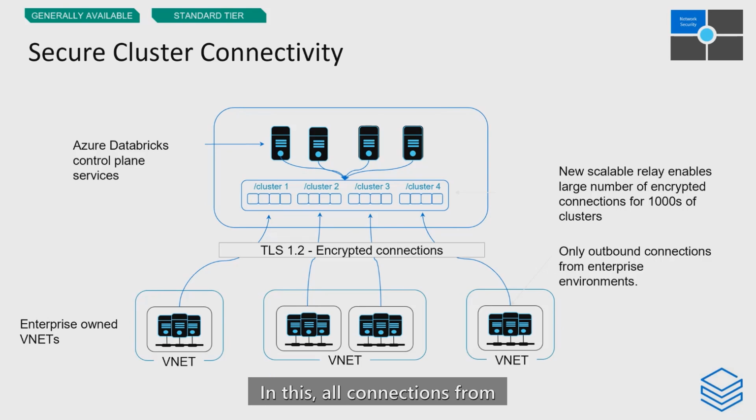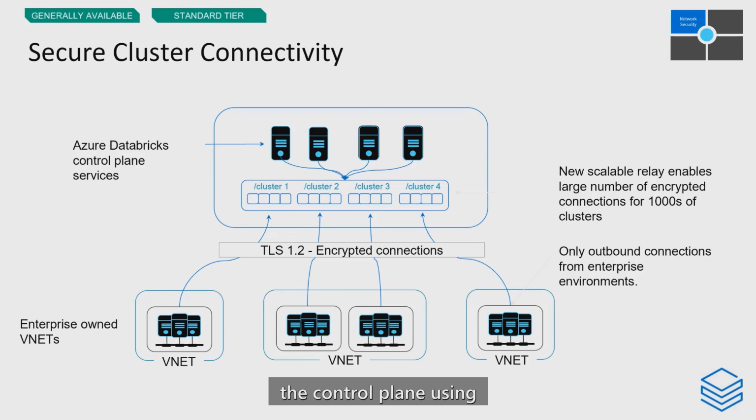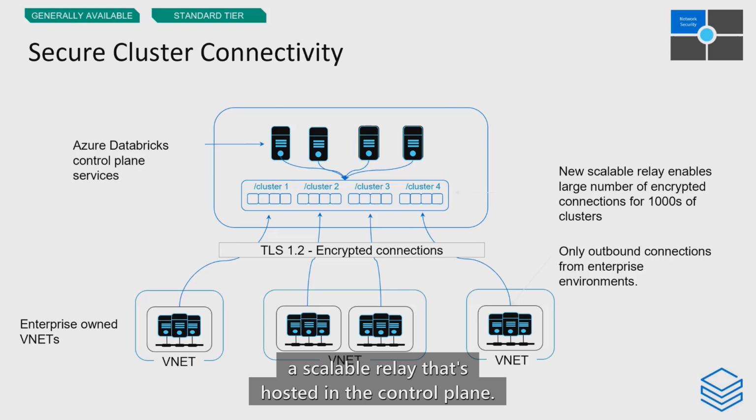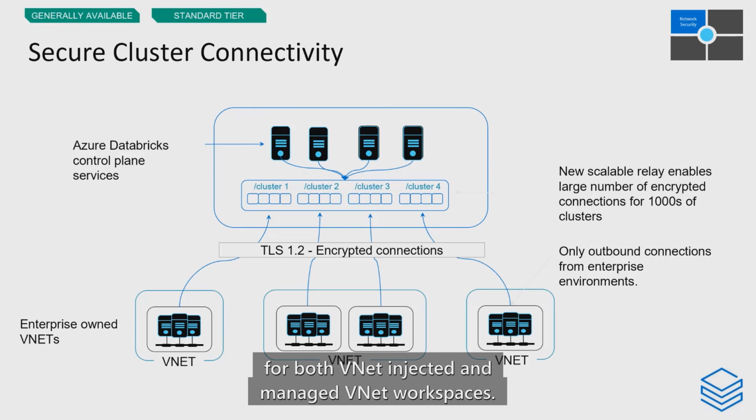In this, all connections from the data plane are only outbound to the control plane using a scalable relay that's hosted in the control plane. This leads to, of course, easier network configuration, easier approvals by InfoSec teams, and overall a more secure architecture. This feature is available for both standard and premium tiers, for both VNet injected and managed VNet workspaces.